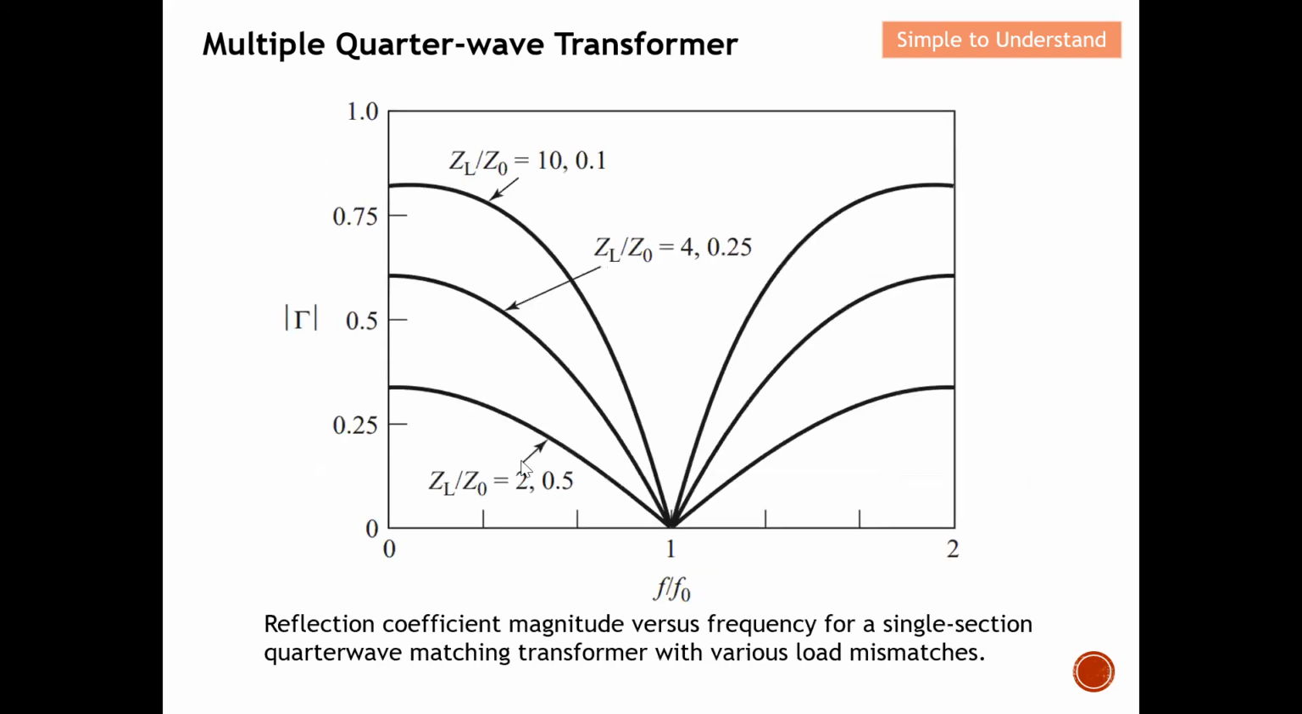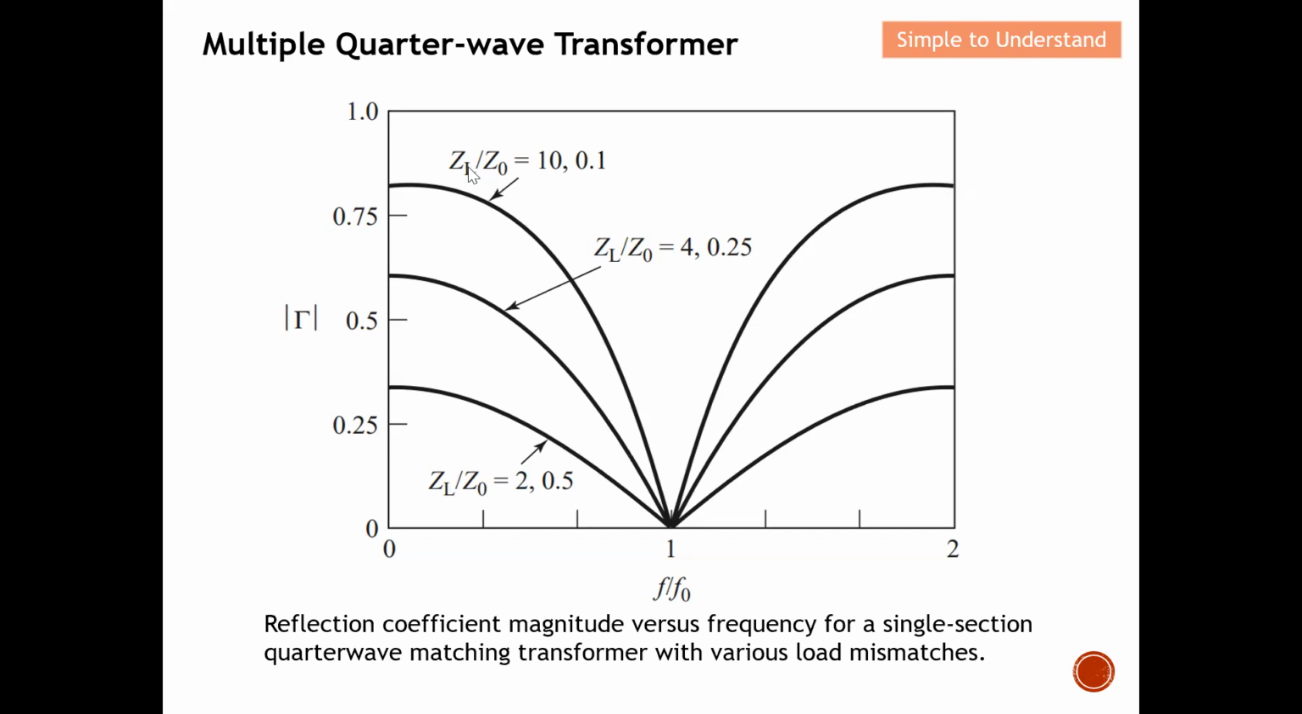Okay, next. From here will be the next discussion. This will be the reflection coefficient magnitude versus the frequency for a single section quarter wave matching transformer with various load mismatch. So what this means is that you can see the ratio ZL over Z0 equals 10, ZL over Z0 equals 4, and ZL over Z0 equals 2.